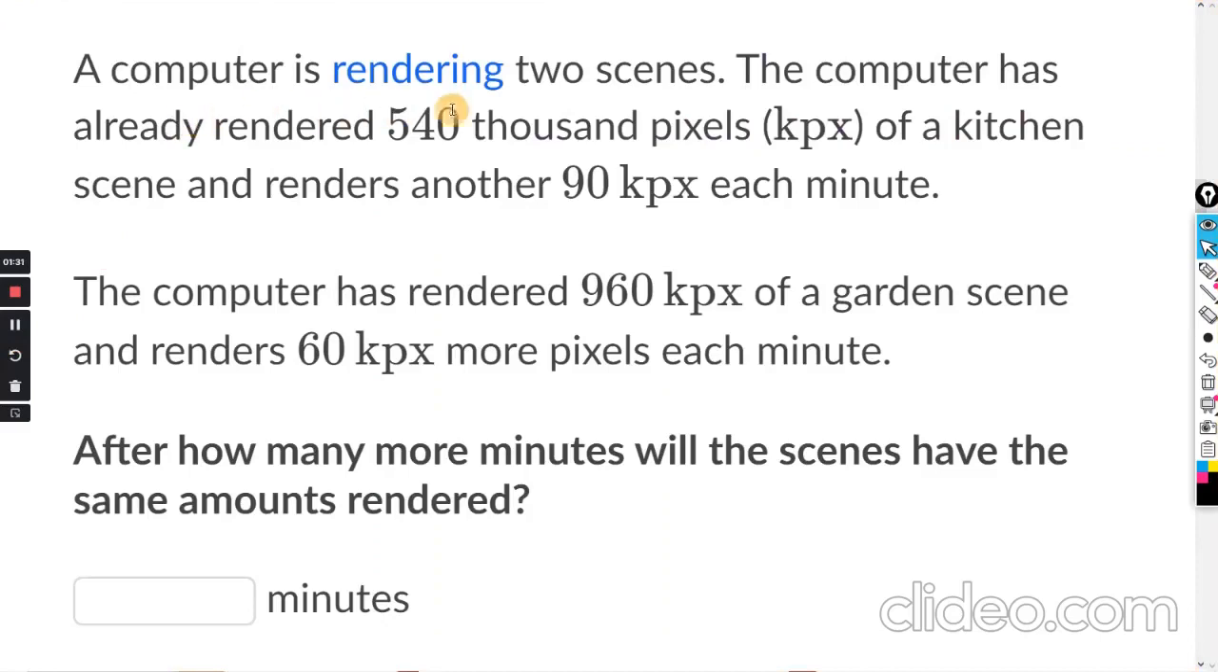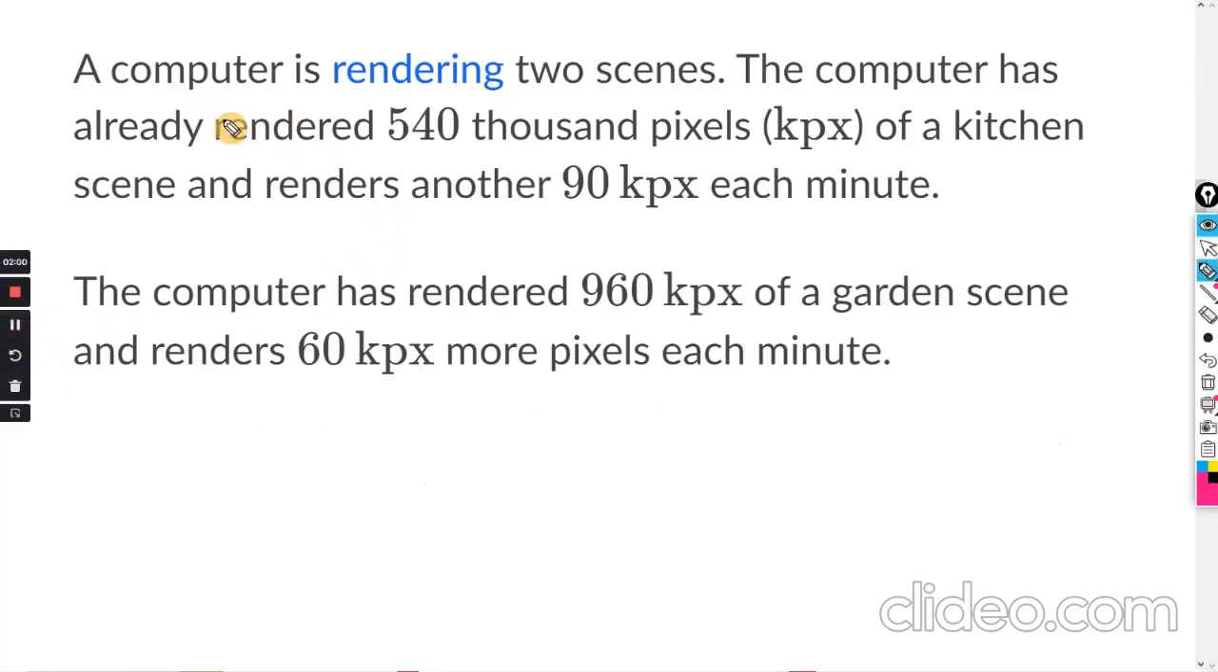Okay, it says a computer is rendering two scenes. The computer has already rendered 540,000 pixels of a kitchen scene and renders another 90 each minute. Okay, and this is the other computer, has rendered 960 kilopixels of a garden scene and renders 60 more each minute. After how many more minutes will the scene have the same amounts rendered?